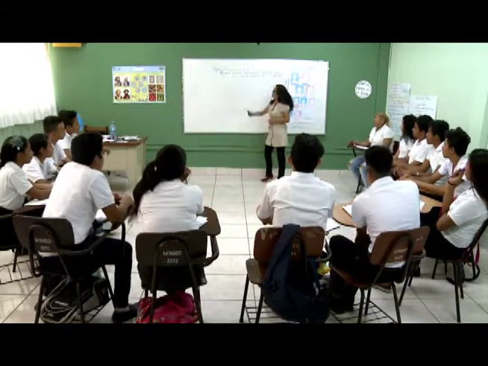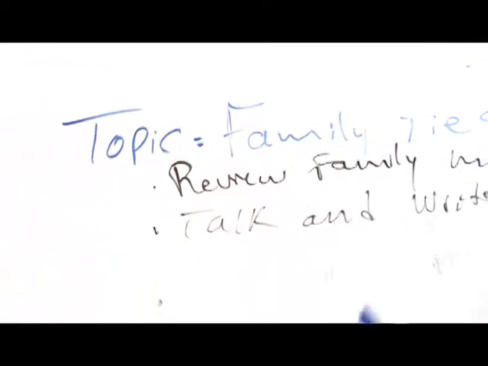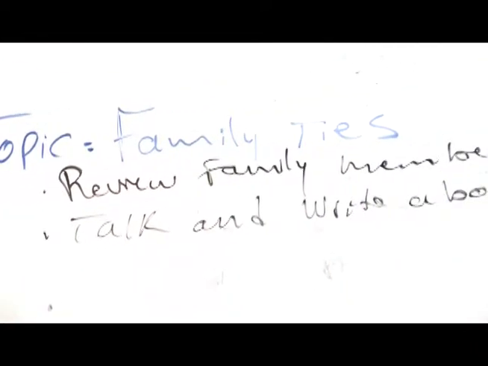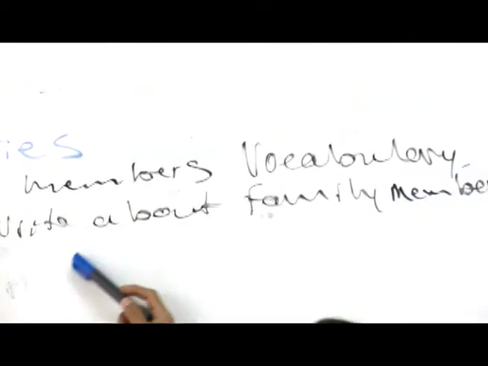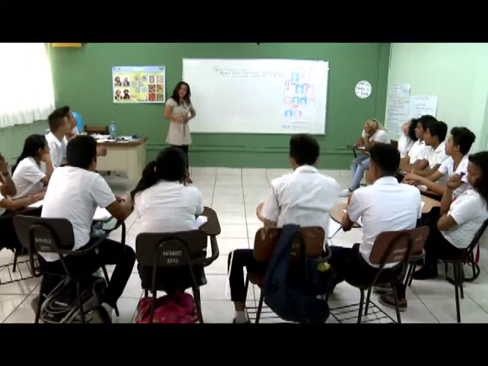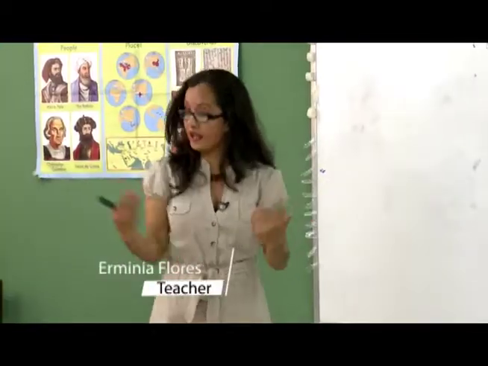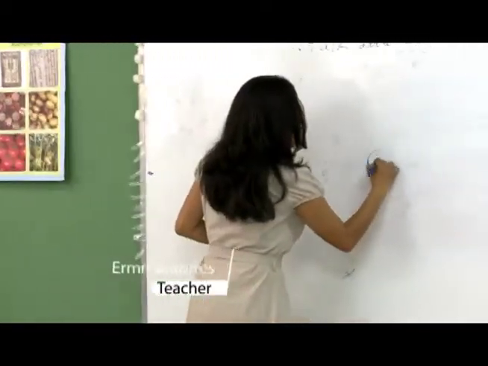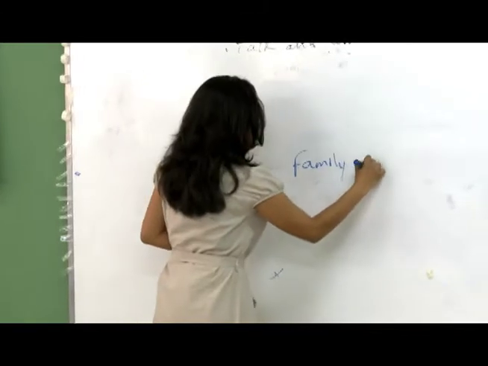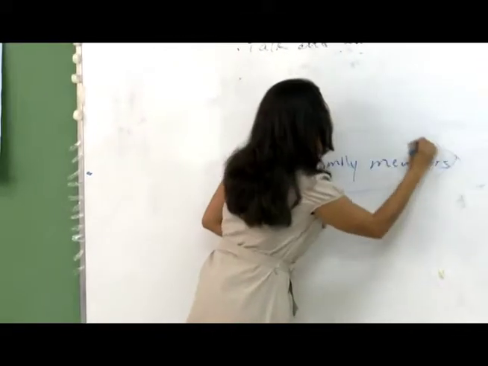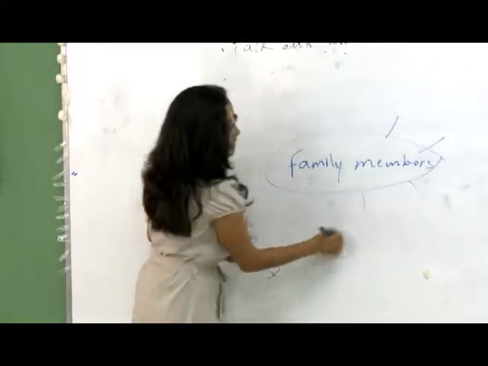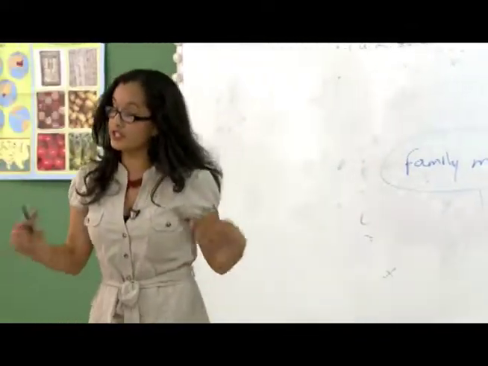Today we are going to study family ties. We are going to review family members vocabulary, and we're going to talk a little bit about family members. Okay, guys, now we are going to make a mind map, and I need your help, okay? So, family members. I want you to tell me as many words as you know related to family members. Can you please help me?